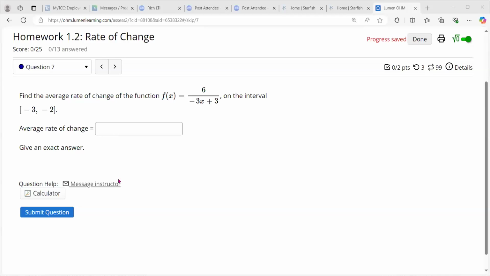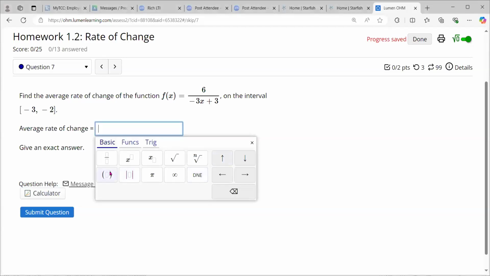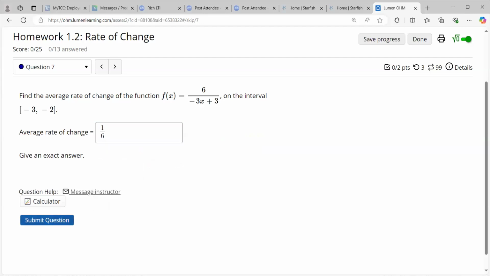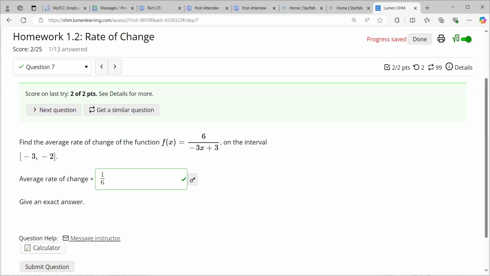So now let's share Lumen. I enter my answer 1/6. This is for you to figure out. It's pretty cool. It's a fraction, so we want to use this structure, right? So numerator is 1, denominator is 6. Sum it. Is that correct? Yeah, it is correct. Does that make sense, everybody?